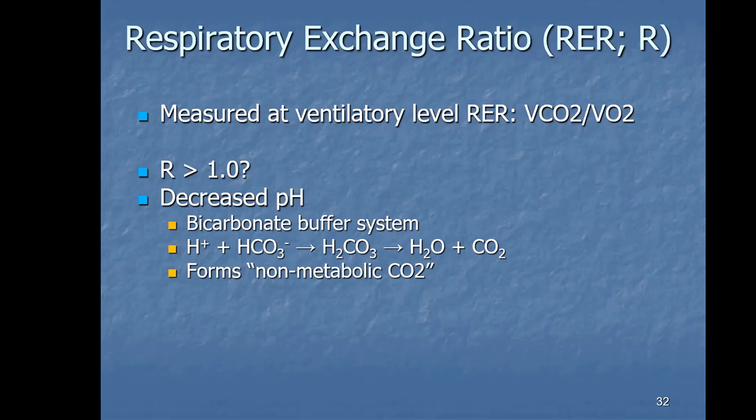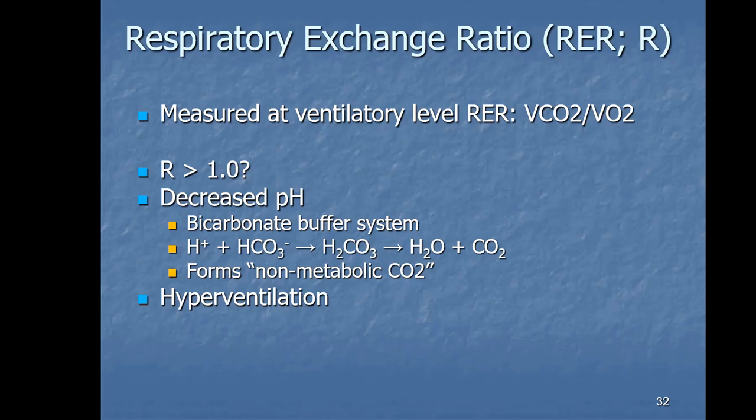So if you think about what that's going to do to the RER, all of a sudden you're getting this excess CO2 coming from this buffer system. It's going to drive this number up. So you're actually going to get respiratory exchange ratios that can exceed 1 during high intensity exercise. During a maximal test, it's not uncommon to see RERs of 1.2, 1.3, and that's due to the buffering capacity of your body. And then also hyperventilation.